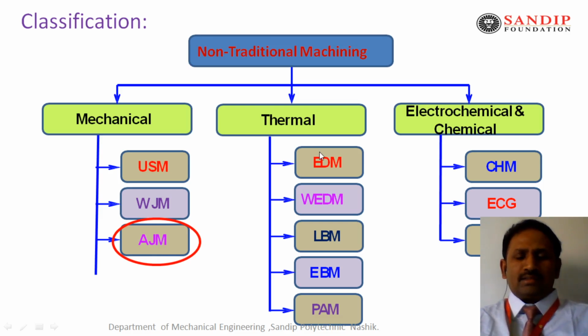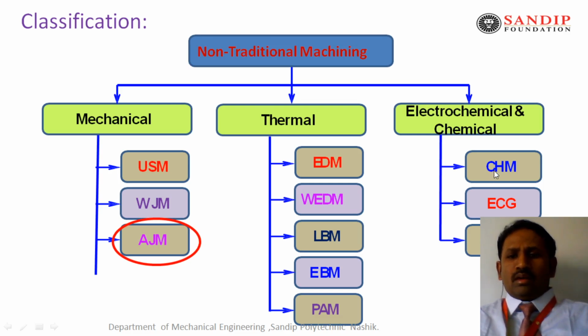Now the second segregation is thermal based energy. It means whenever this process is going on, heat is generated. So that's why these are under the thermal processes. First, EDM, electro discharge machining. Second, WEDM, which means wire cut electro discharge machining. Then laser beam machining, then electron beam machining, then plasma arc machining. So these are under the thermal processes. Then electrochemical or chemical, under which there are three processes.